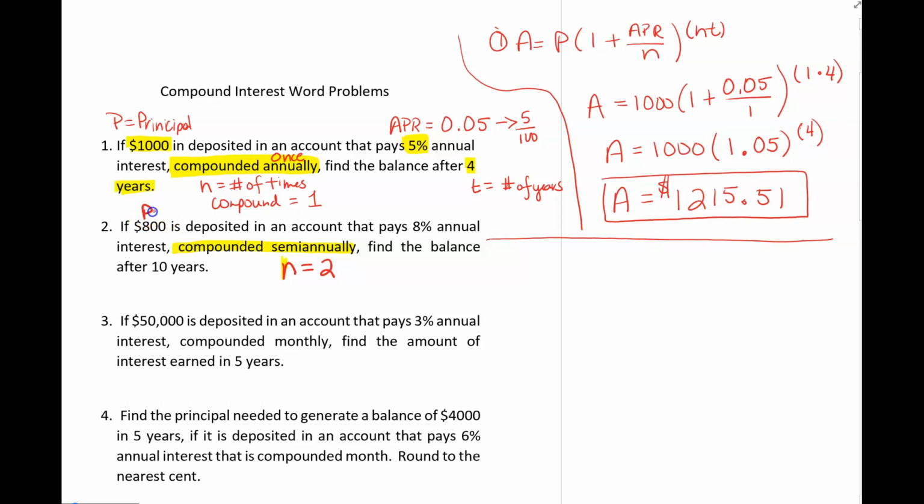P is 800. Our APR is 0.08 this time. And then T is 10 years. All right. So going to our formula again, we have A is equal to 800 times 1 plus 0.08 divided by 2 raised to the 2 times 10.